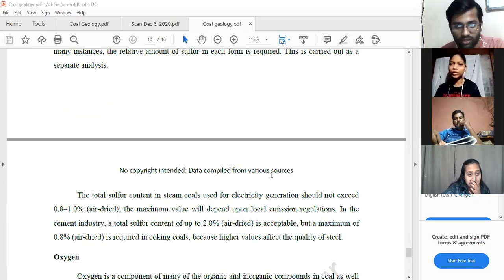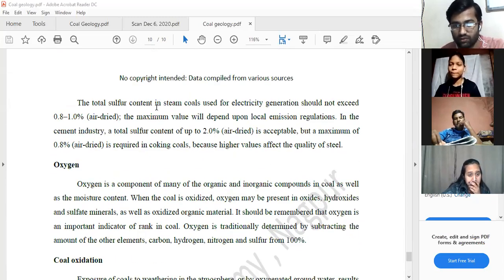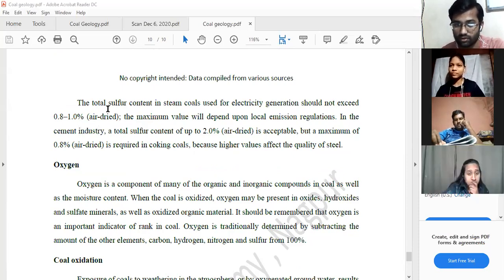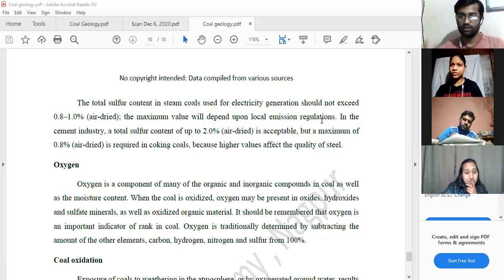But in the normal case, the total sulfur content in steam coal used for electricity generation should not exceed a maximum of 1% on an air-dried basis. Again, the maximum value will depend on the local emission regulations. There are different environmental laws in different states.